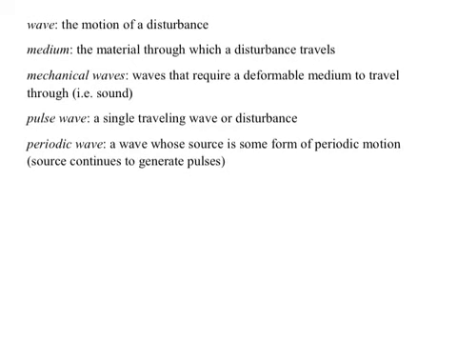The fourth term is a pulse wave, and a pulse wave is just a single wave. It'd be like holding a rope in your hand and just flicking the rope once. Whereas a periodic wave is a wave whose source is some form of periodic motion. So the source, meaning your hand, continues to generate pulses one after the other. So a single wave, like just flicking your arm once and seeing the rope jump, would be a pulse wave. But continuing to do that with your arm would be considered periodic because the source, your arm, is continuing to generate pulses over and over again in some form of periodic motion.